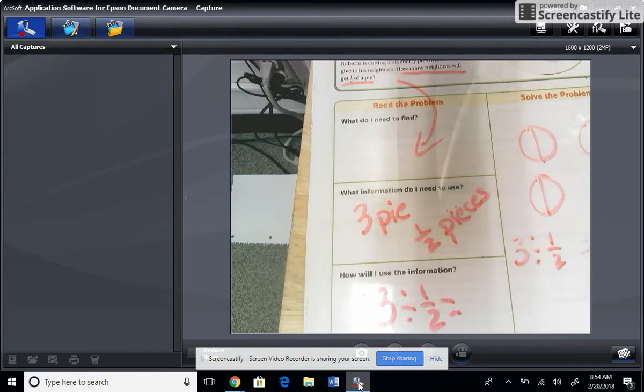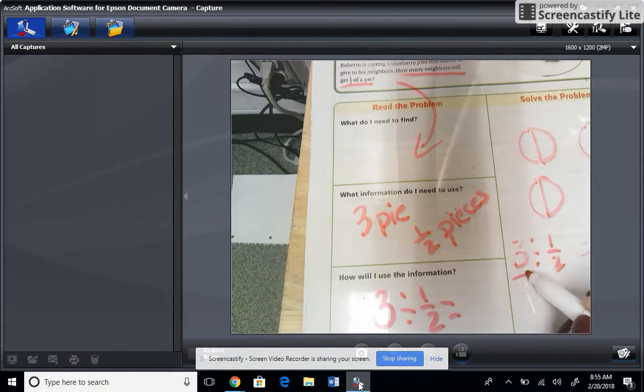So once again, I have a whole number in my dividend. My quotient was a whole number.